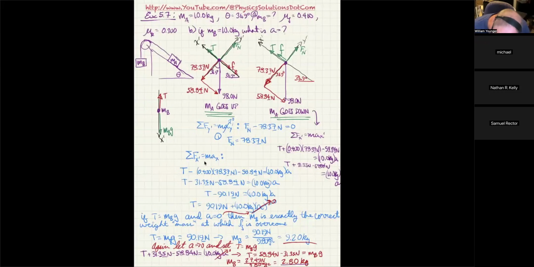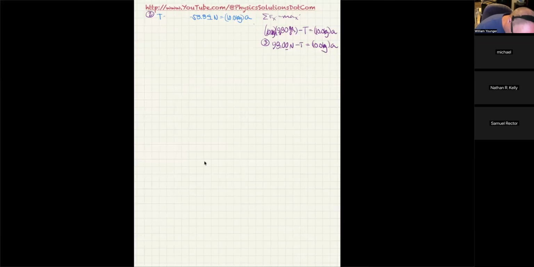Okay, and what we have wrong here is the 31.35. This, 9.80 times 10.0 kilograms, that's fine. So we got 98.00 newtons minus T is equal to 10.0 kilograms times A. That's going to be what I call equation 3. Now, the mu static would be 0.3 times the normal force, which is 78.37. So when I do those two, I'm going to get 23.51.